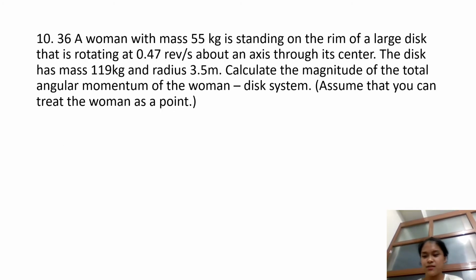So this last item is about angular momentum. A woman with a mass of 55 kilograms is standing on the rim of a large disc that is rotating at 0.47 revolution per second about an axis through its center. The disc has a mass of 119 kilograms and a radius of 3.5 meters. Now we calculate the magnitude of the total angular momentum of the woman and disc system. We assume that we can treat the woman as a point.